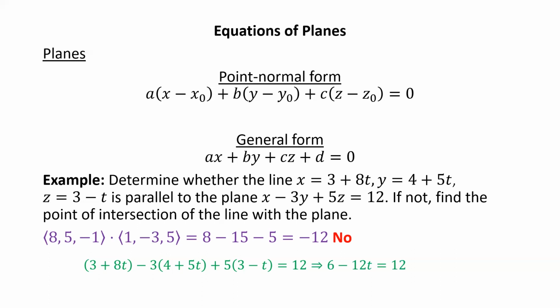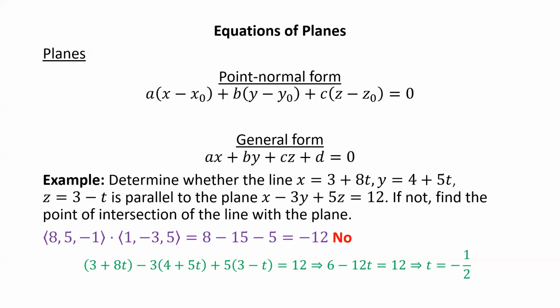So when we add up all the constants, we have 3 minus 12 plus 15 is 6. And then we also have 8t minus 15t minus 5t is negative 12t. And so we have 6 minus 12t equals 12. Subtract the 6 to get negative 12t equals 6, and divide by negative 12 to get t equals negative 1/2. So that is the t value at which the line hits the plane.